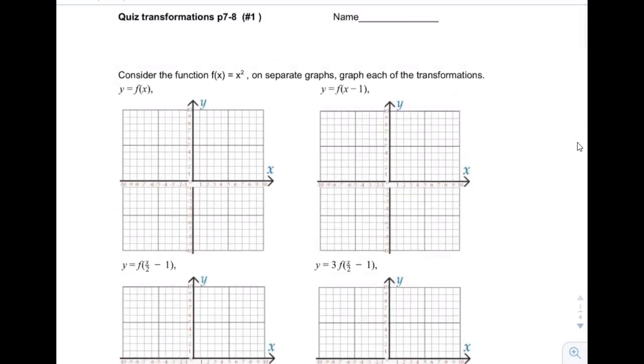Hi there. Some people had trouble with the quiz for page 7 and 8, so I'm going to work through two of the problems here. First graph you're going to make, hopefully you won't have trouble with this. f of x equals x squared.